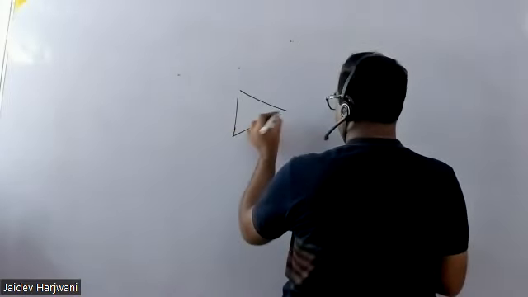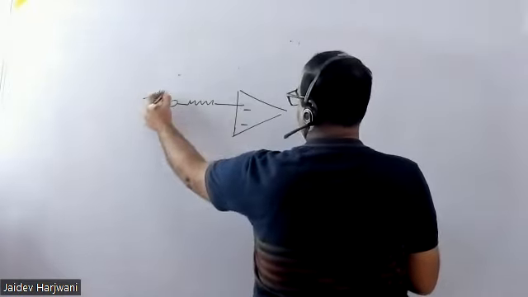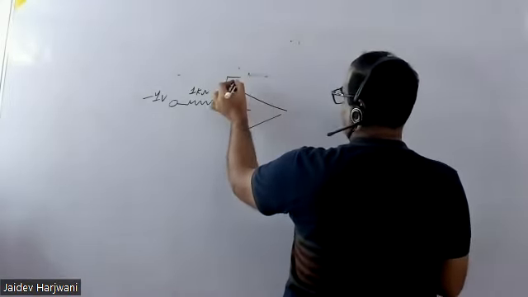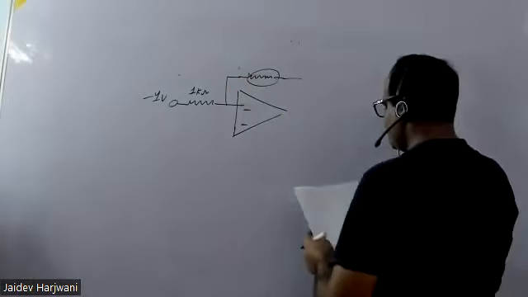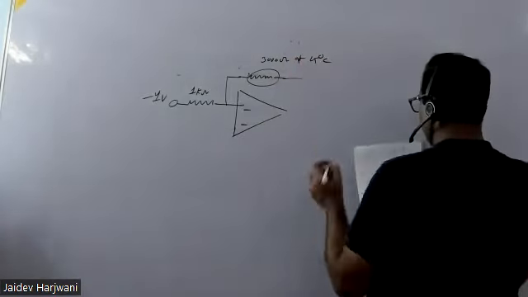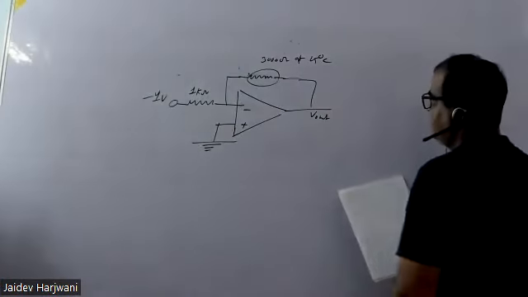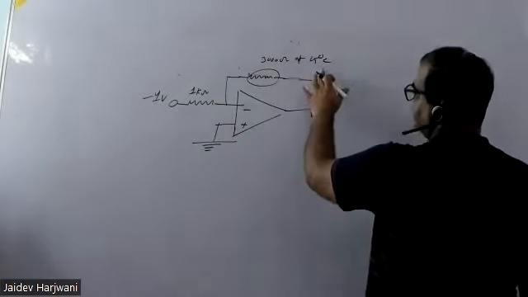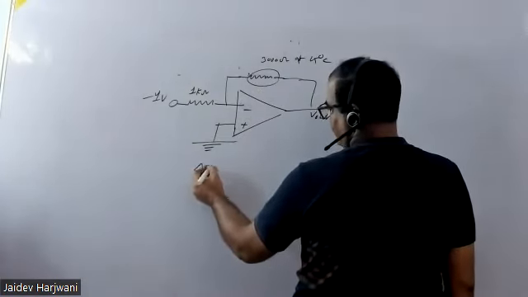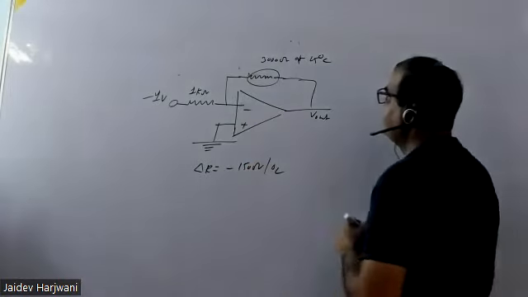So you have been given an inverting op amp. This is your 1 kilo ohm, and here they are giving you a thermistor, whose resistance changes with temperature. The resistance is 3000 ohm at 25 degree centigrade. They say the resistance of this thermistor decreases with increasing temperature, and per degree centigrade increase in temperature, the decrease of resistance is 150 ohm.